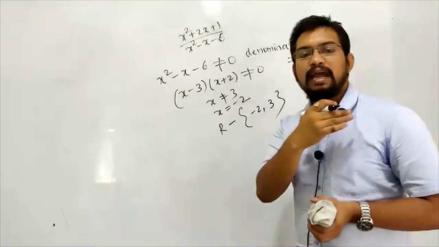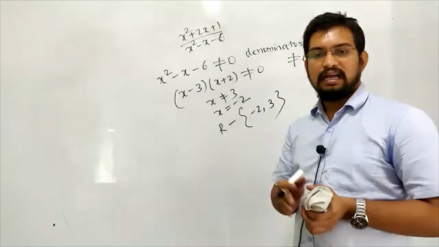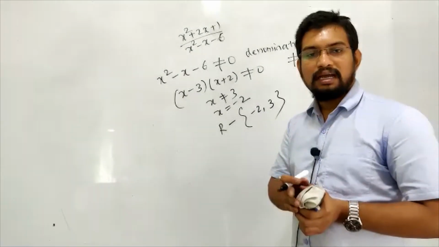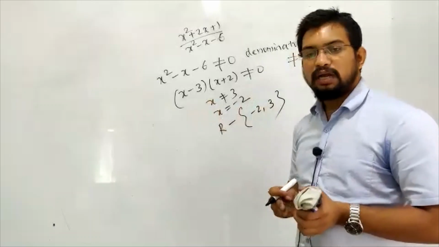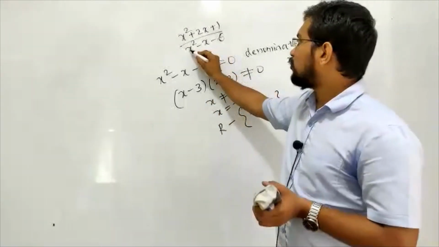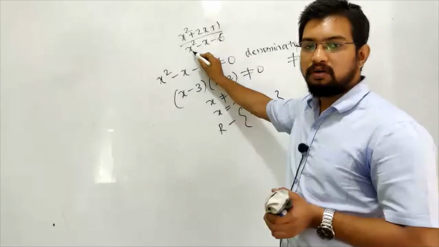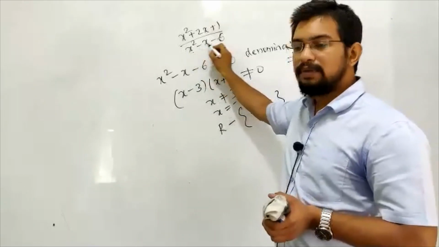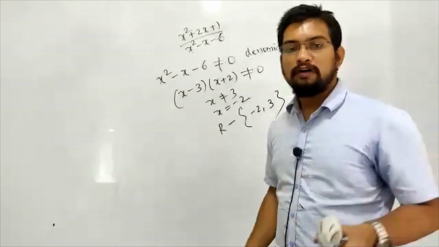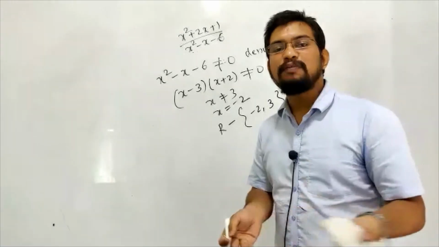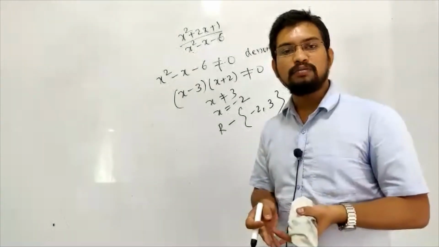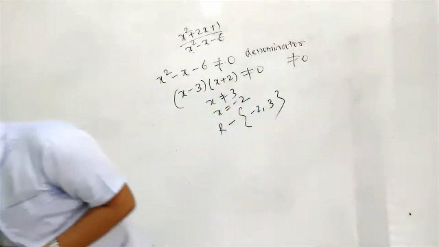It can be the entire real number set, and minus 2 and 3 should not be present there. If x is equal to minus 2, this will be equal to 0. If x is equal to 3, again this will be equal to 0. And the denominator should not be 0. If the denominator is 0, the function is not defined, because 1 by 0 is meaningless. It is not a real number. Right? Hope this is clear.